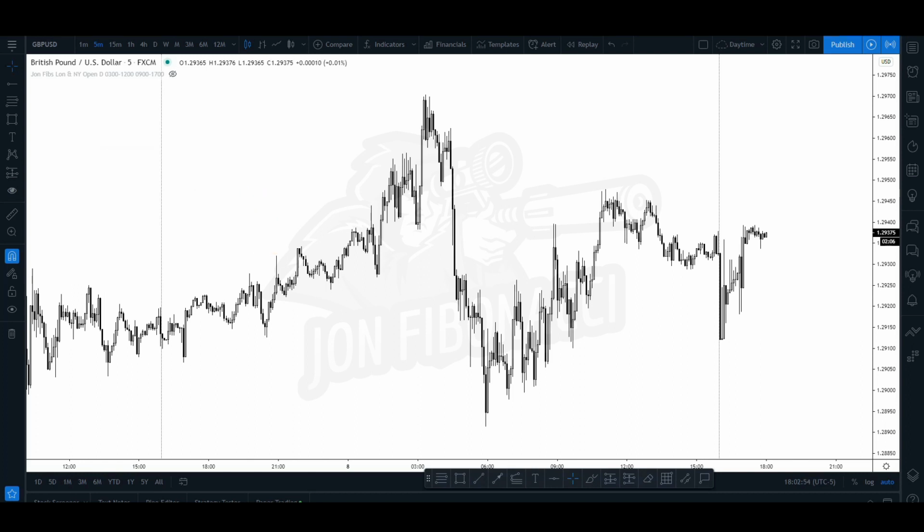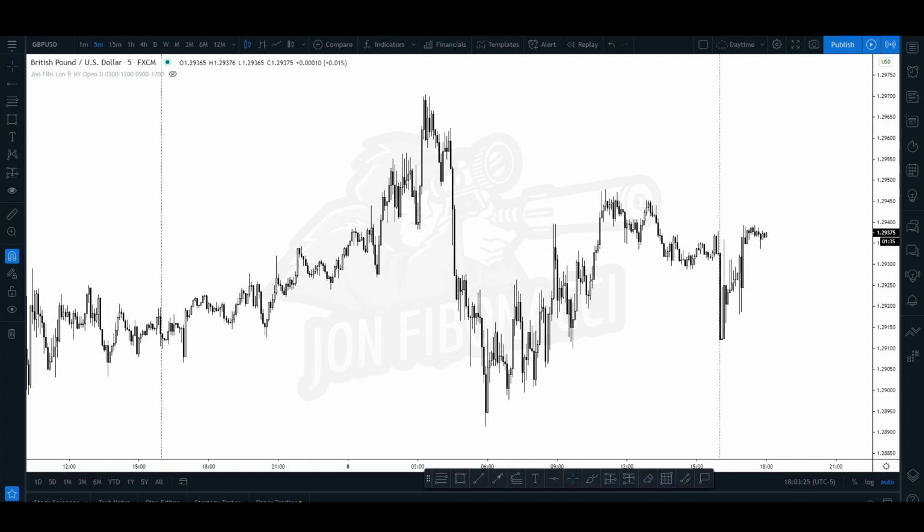Alright, so today is October 8th, 2020. It's a little bit after the day has been closed. And we're going to take a look at cable, right? GBPUSD. So it is going to be pretty much Fibonacci today. We're going to go over one extra concept, I guess, if you will. But ultimately, we're going to be looking at the logical use of the Fibonacci retracement tool.